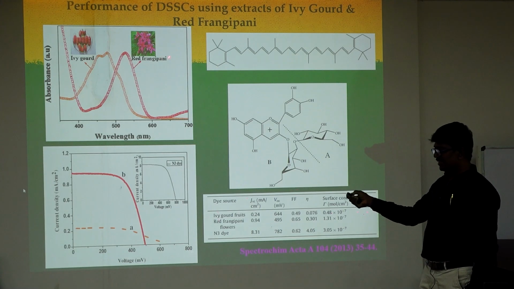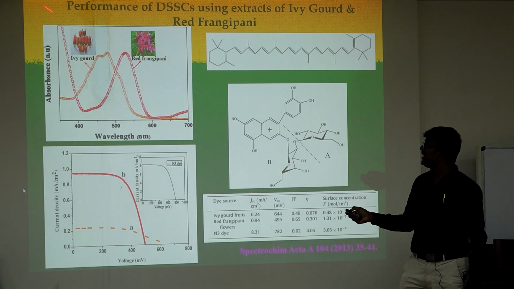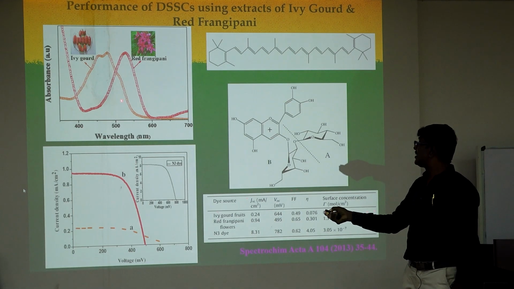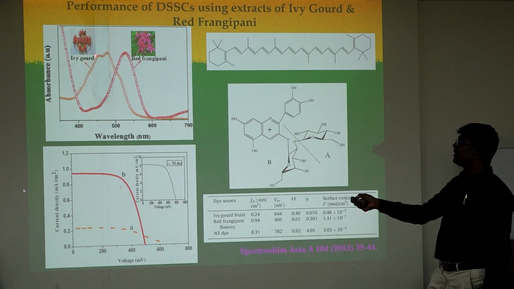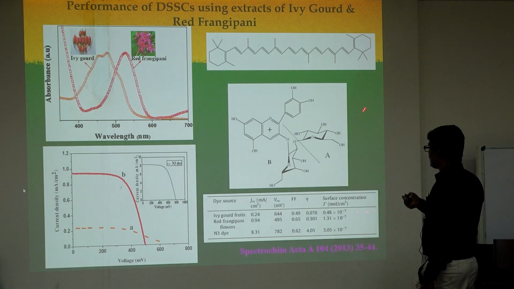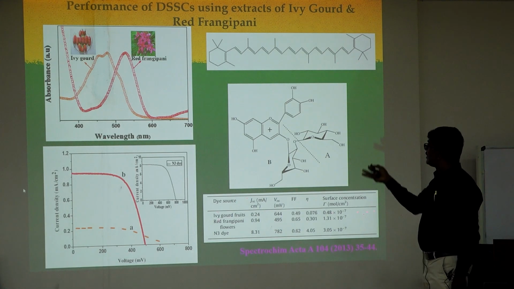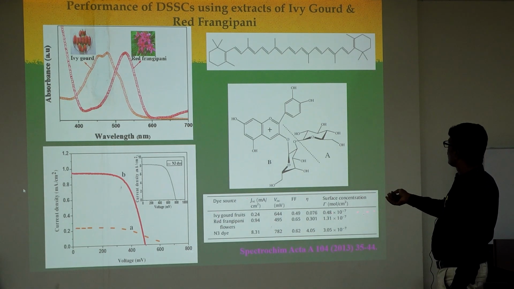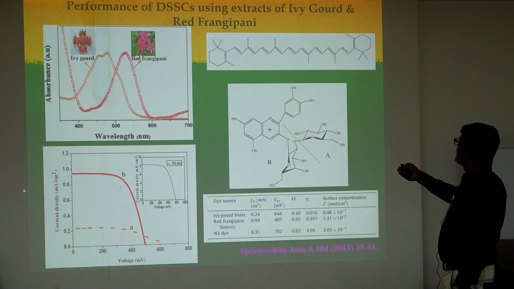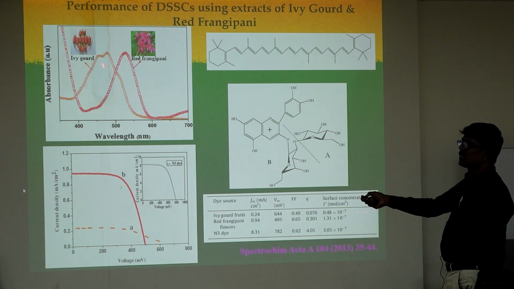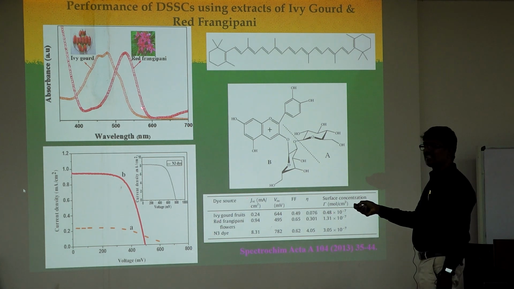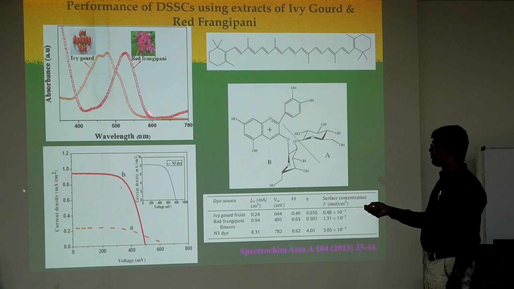Similarly, this is a flower. Generally in a garden we can find red frangipani. This flower also we make extract and we can see. When we see this compound in UV light, the absorbance is found here. It mostly contains beta carotene and another form of beta carotene, etc. Pigments are found. These pigments will lead to this absorbance. So these pigments can absorb light energy. From this we can calculate the solar cell.